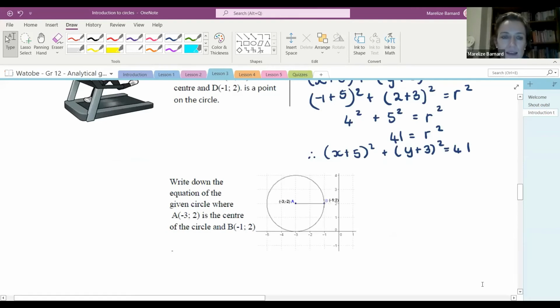Okay, and then let's do the next one. Write down the equation of the given circle where A is (-3; 2). That's our center of the circle. And B is a point on the circle, (-1; 2). So here's another one. If you got the previous one wrong, see if you can improve and get this one right. If you got the previous one right, see if you can start a streak where you are getting 2 answers in a row right.